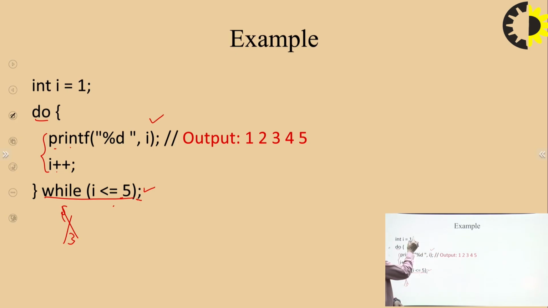Clear? Suppose we take the same here, if we take i equal to 6, it will print 6. Now it will check if 6 is less than or equal to 5, the condition is false, so it will stop. But at least what is my output? On the output we have 6. So in the do while loop it will print at least one time.